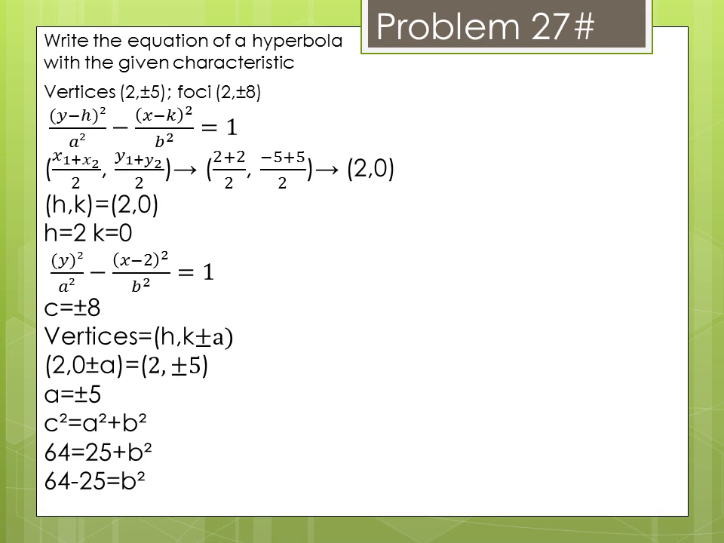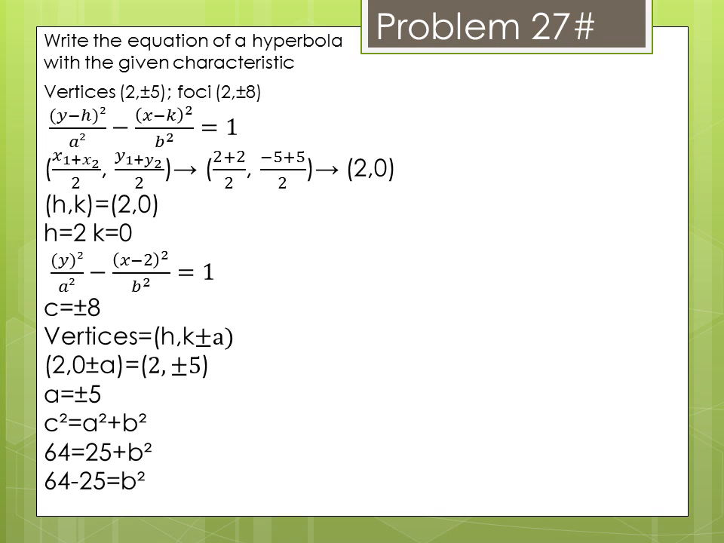You insert this into the equation, giving you y squared over a squared minus (x minus 2) squared over b squared is equal to 1. You know that c is equal to plus or minus 8. And this time our vertices are equal to (h, k plus or minus a). So (2, 0 plus or minus a) is equal to (2, plus or minus 5), making it so that a is equal to plus or minus 5.